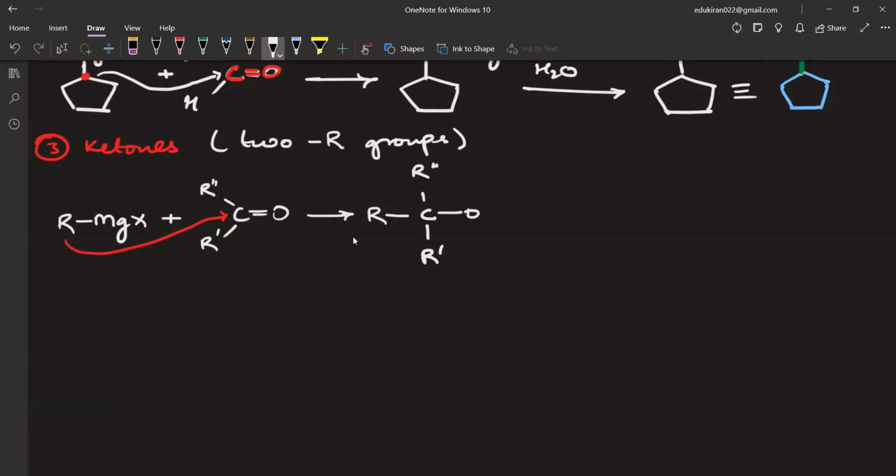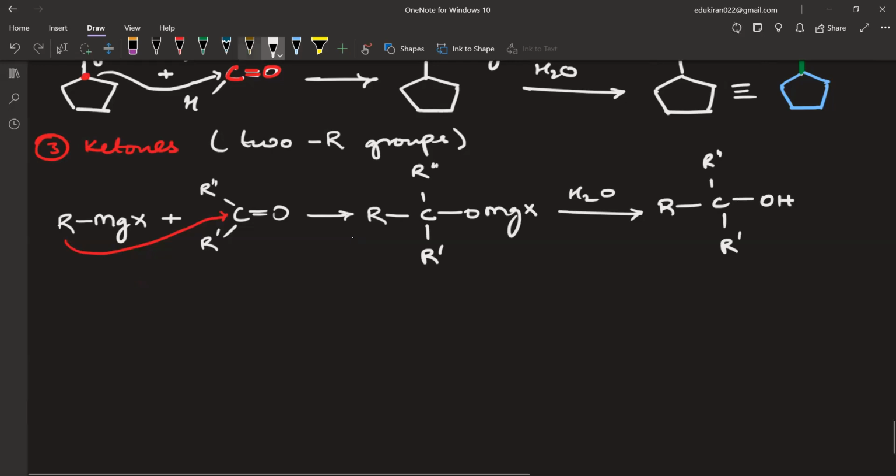This will get what? Tell me. OMgX. Then on further hydrolysis, everything will be as it is: C, R double dash and R dash and OH. We can see that this R is getting attached here. So it starts with 2 R groups, and in the product how many R groups does it have? 3 R groups. So this is a 3-degree alcohol.